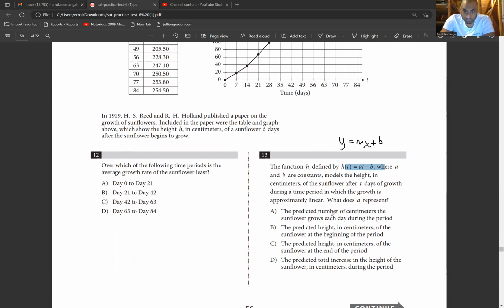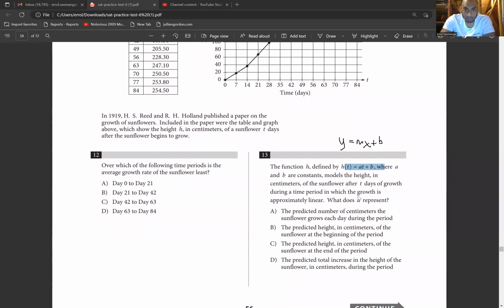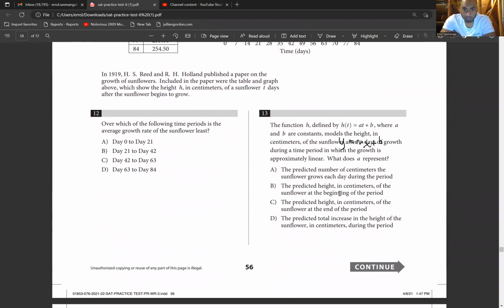Which one is the slope here? The predicted number of centimeters, and the height is the y-axis, and days is the x-axis. The predicted number of centimeters the sunflower grows each day during the period. Is that true? Not sure. The predicted height in centimeters of the sunflower at the beginning of the period. The predicted height in centimeters of the sunflower at the end of the period? No. The predicted total increase in height of the sunflower. Okay, which one? I think it's B.